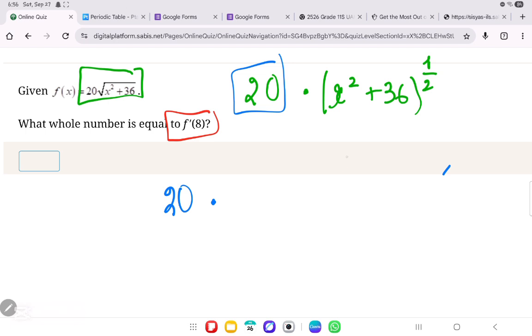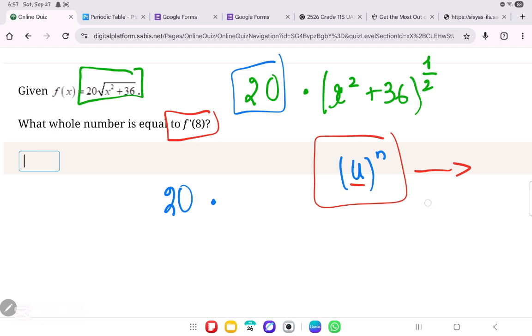This reminds me of what? This reminds me of u to the power of n, where u is a nomial, meaning it is a monomial, binomial, trinomial, etc. So in this case, we have what? We have a binomial, okay? But in general, what is the derivative of u to the power of n? It is n u to the power of n minus 1 multiplied by the derivative of u, okay?